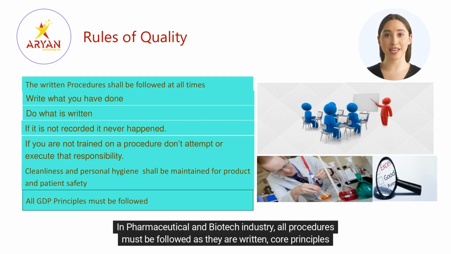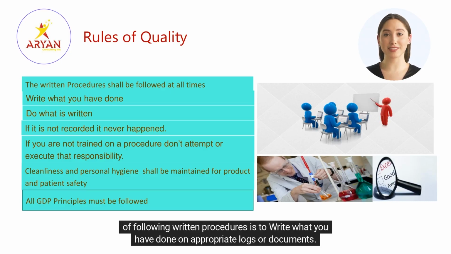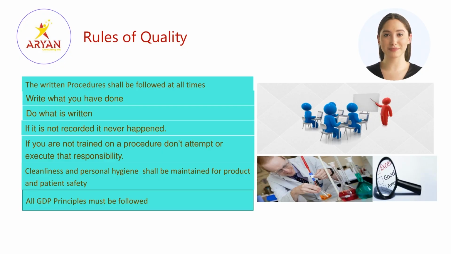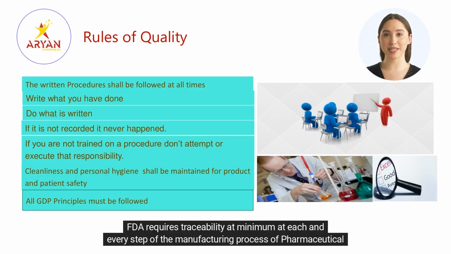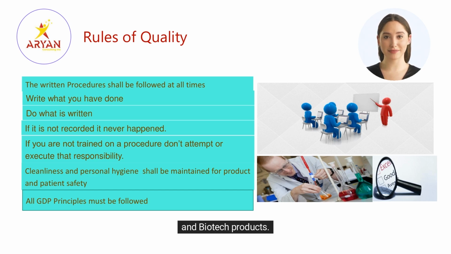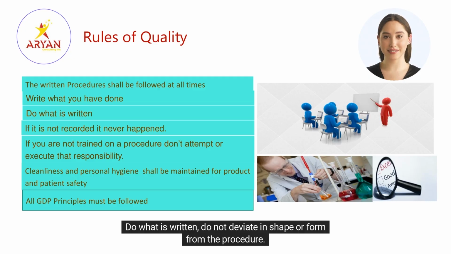In the pharmaceutical and biotech industry, all procedures must be followed as they are written. The core principle of following written procedures is to write what you have done on appropriate logs or documents. FDA requires traceability at minimum at each and every step of the manufacturing process of pharmaceutical and biotech products. Do what is written, do not deviate in shape or form from the procedure. Just like the sentence, if it is not recorded, it did not happen.